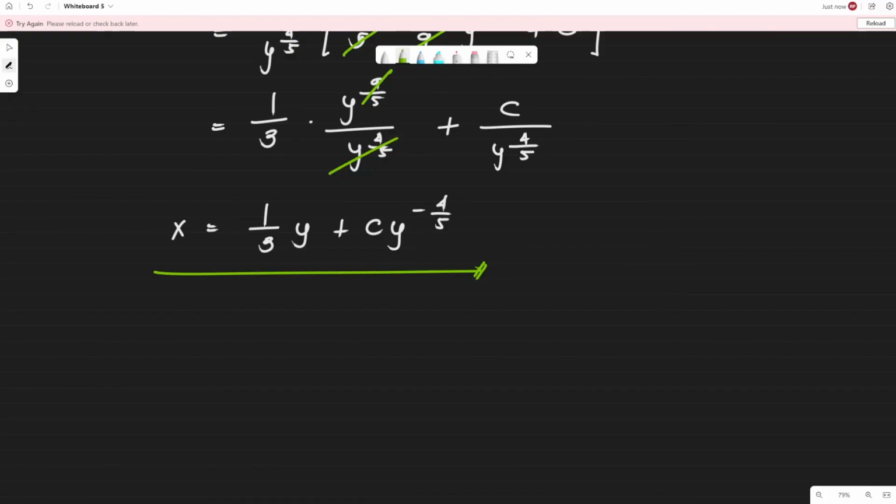Okay, so ayun, no? That's it, no? That is the solutions to linear differential equations. Mas madali siya kumpara sa integrating factors.